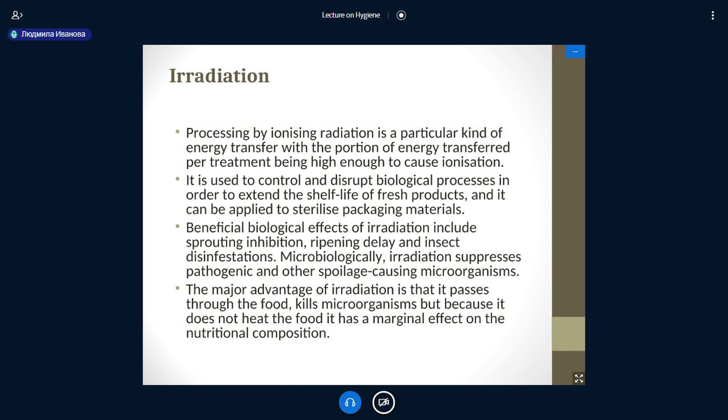And the next one is irradiation. Processing by ionizing radiation is a particular kind of energy transfer, with the portion of energy transfer per treatment being high enough to cause ionization. It is used to control and disrupt biological processes in order to extend the shelf life. Beneficial biological effects of irradiation include sprouting inhibition, ripening delay, and insect disinfection. The major advantage of irradiation is that it passes through the food and kills microorganisms, but because it does not heat the food, it has a marginal effect on the nutritional composition. Remember this: compared to microwave or other traditional methods, irradiation is a superior method for preservation of nutritional compounds.